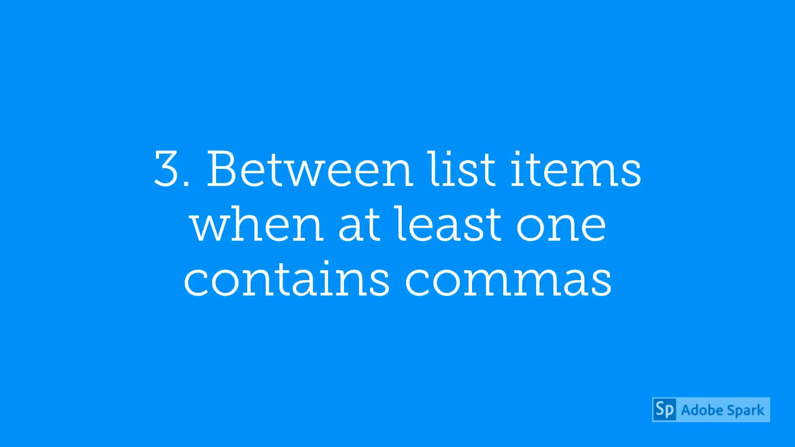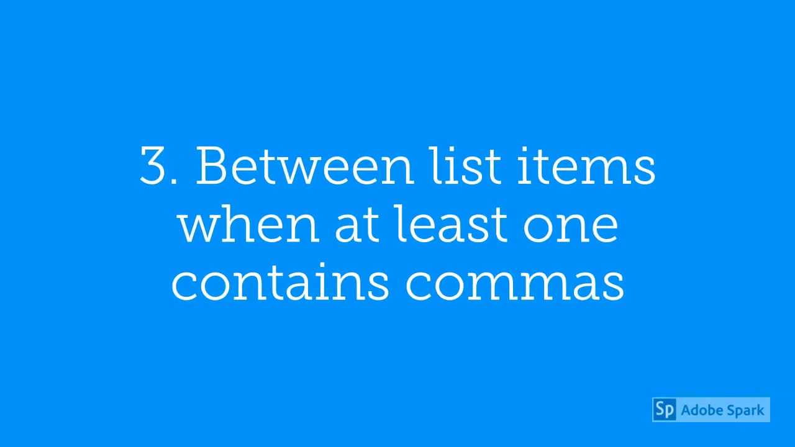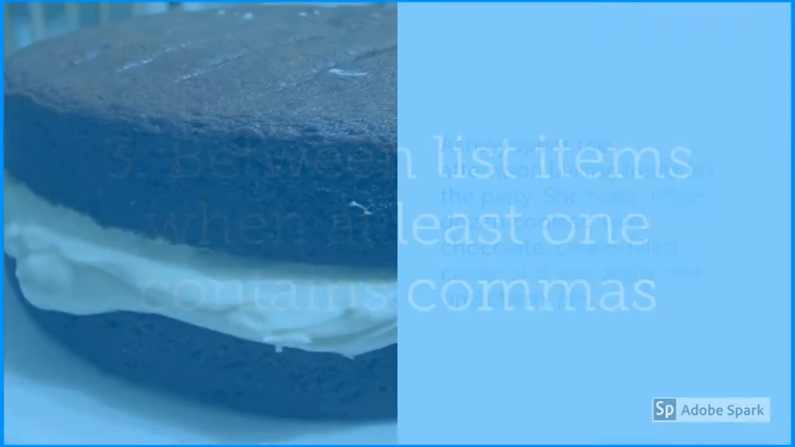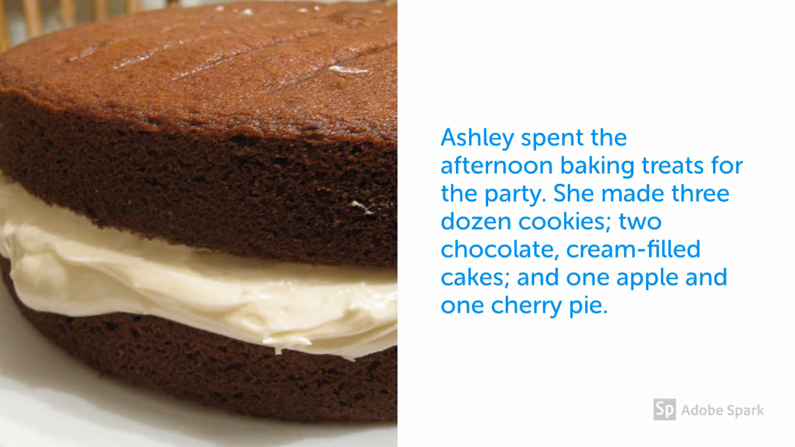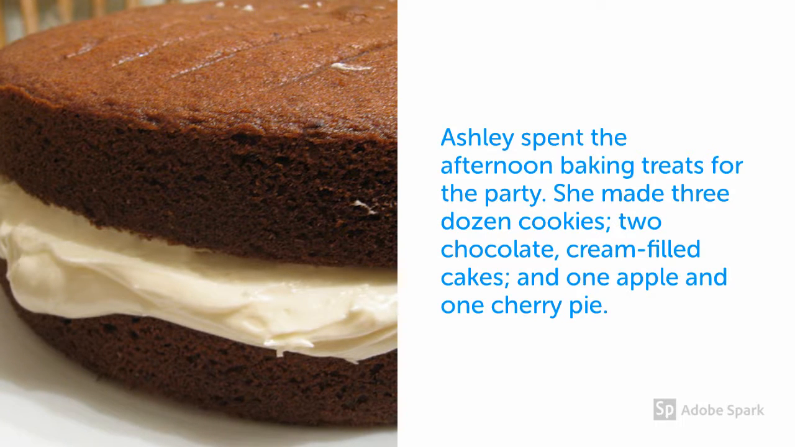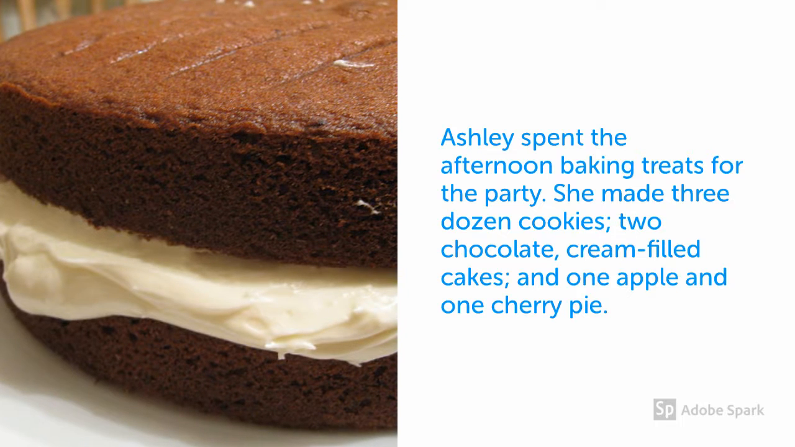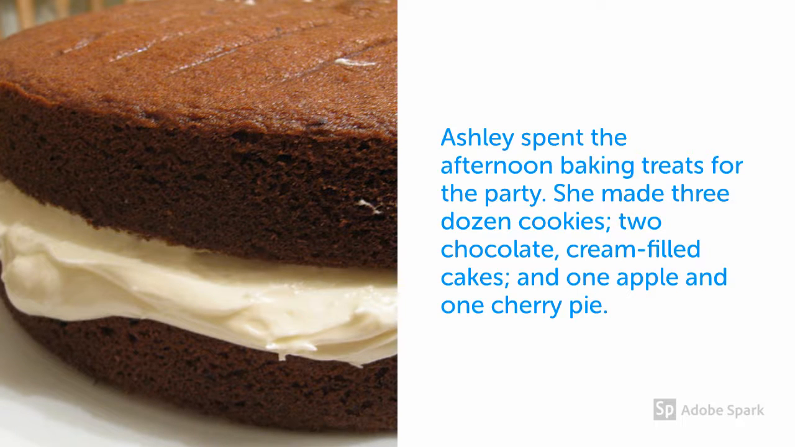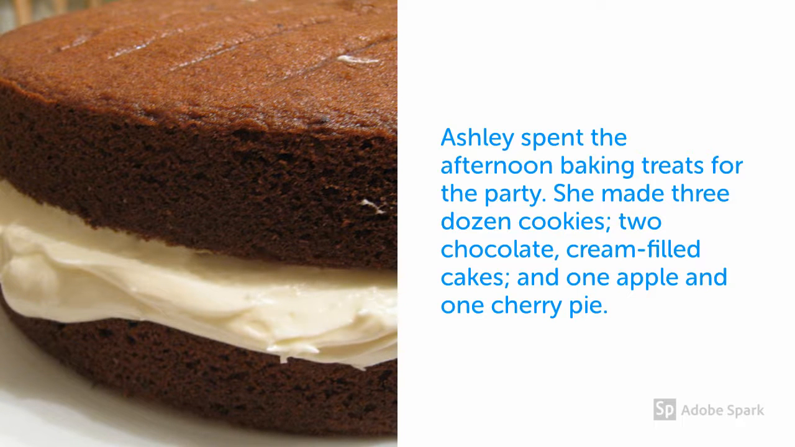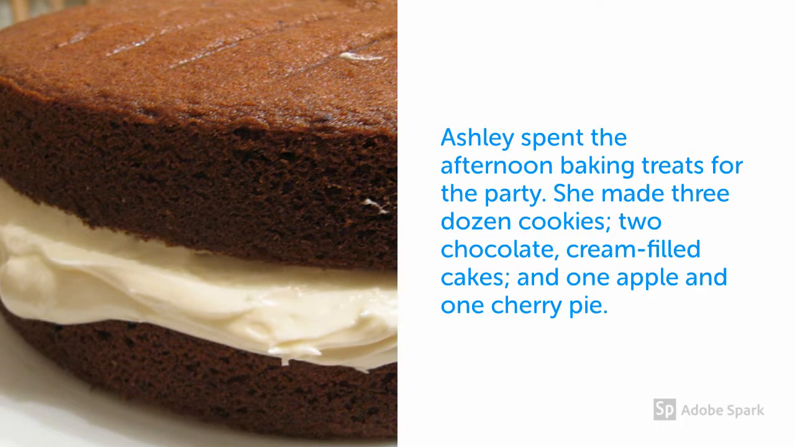The third way to use semicolons is between list items when at least one of those list items contains one or more commas. Let's look at an example. In this example, you can see a list in the second sentence. The list is 3 dozen cookies, 2 chocolate cream-filled cakes, and 1 apple and 1 cherry pie. Because there's a comma after the word chocolate, you need to put semicolons to separate the listed items instead of commas. That way the readers will be clear about which are the separate list items.